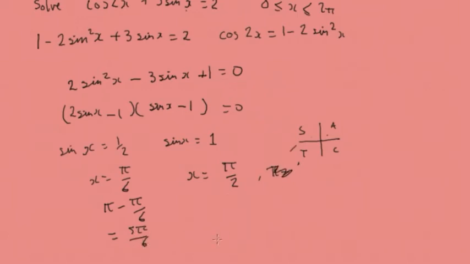So our values of x are pi over 6, pi over 2, and 5 pi over 6.